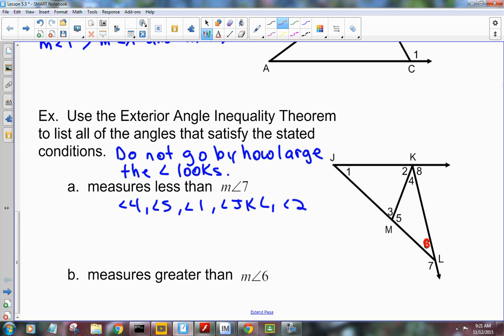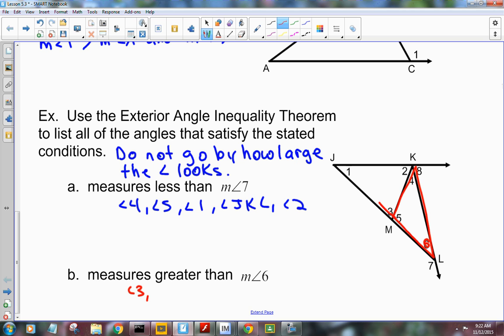I would look at the triangle that angle 6 is a part of, right? Is there an exterior angle there? 3, right? I can extend this side, and so is 3 going to be greater than 6? Yes, so that would be one of them. Okay, would I list 7? No, because it's just a linear pair, right? So it asks me to use the exterior angle inequality theorem.